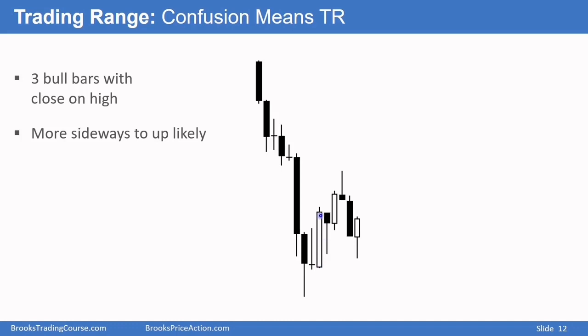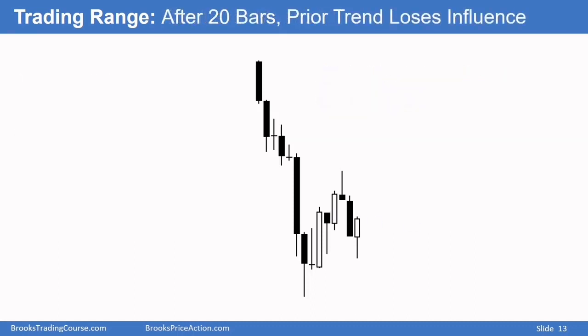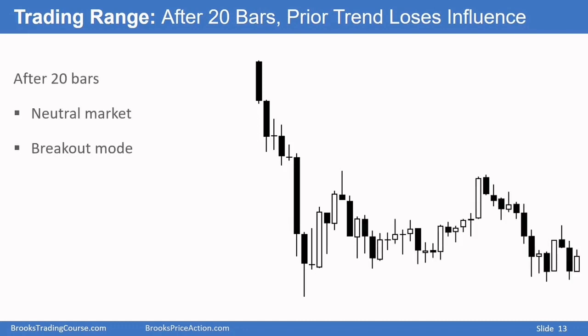Now we have 3 bull bars, 1, 2, 3, closing on their highs. Do you think this is a pullback and that the bear trend will resume down? Or are you saying that's a lot of buying pressure after a sell climax? Probably the market is more likely to go sideways or even up than it is to go down. Bears want more information before they'll sell again, and therefore the trading range will probably grow to more bars. After about 20 bars, the bulls and bears become just about equally balanced.